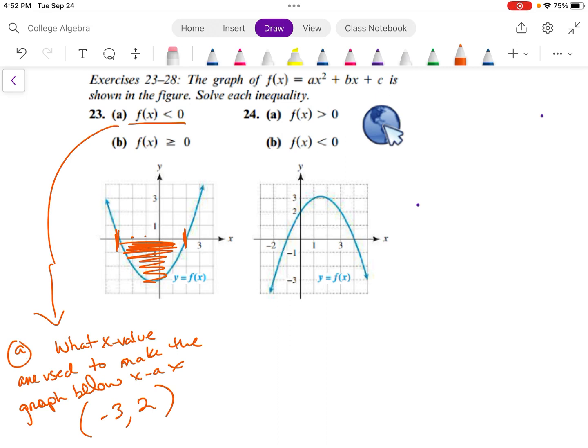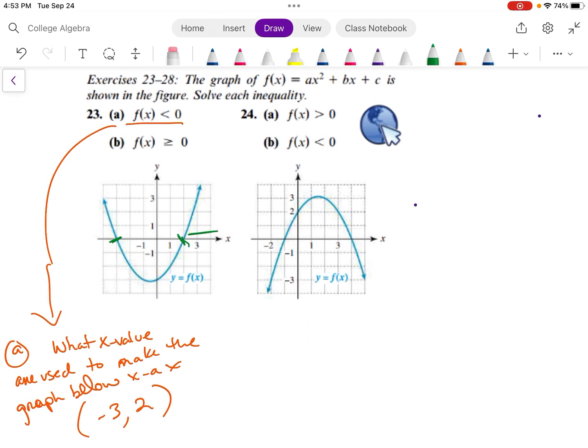Part B says, when am I greater than or equal to 0? So when am I above the x-axis or at 0? Because it does say equal to. So here it's equal, there it's equal, and then I'm above in these zones right here. So for part B, we would say from negative infinity to -3, and since it said equal to 0, I get to put a square bracket on it, and then union, square bracket 2 to positive infinity.